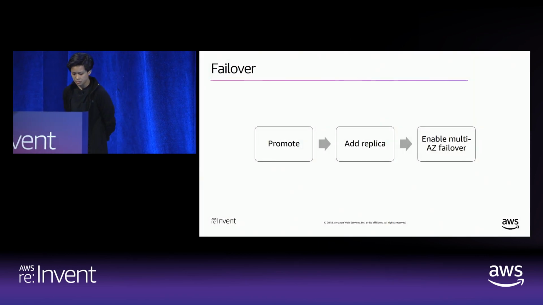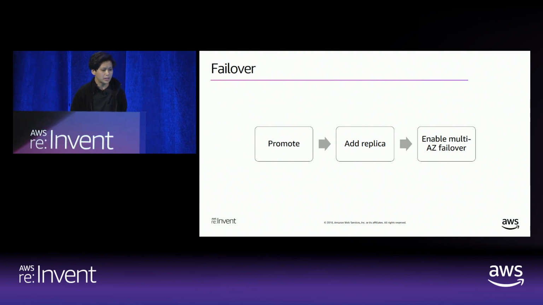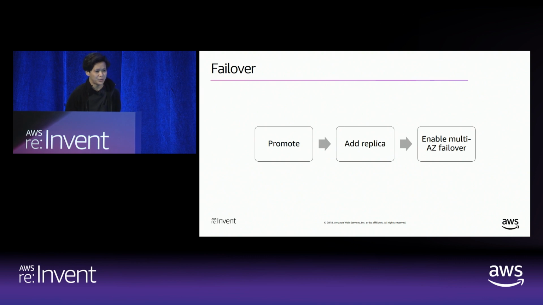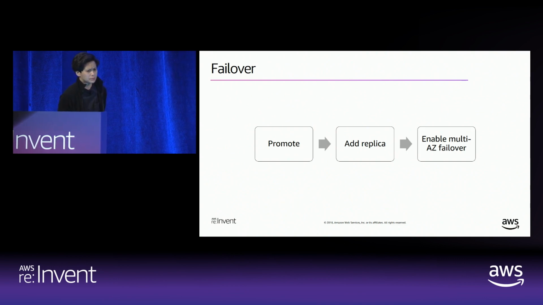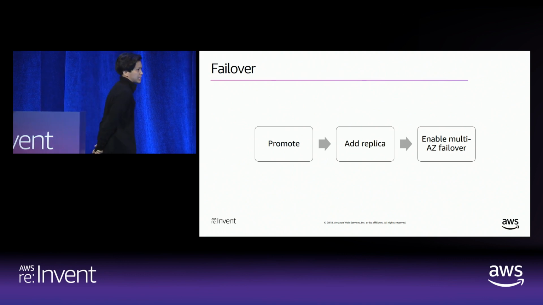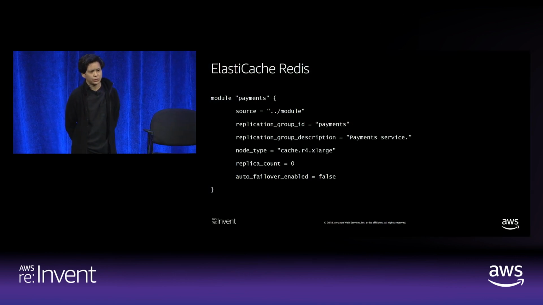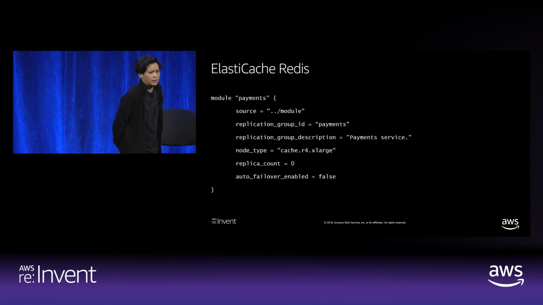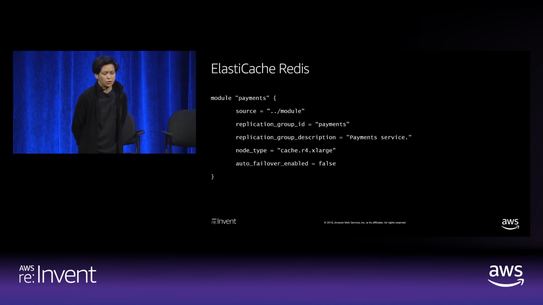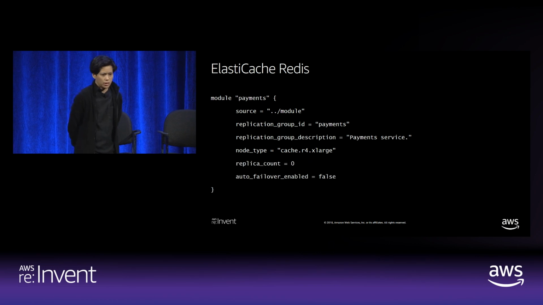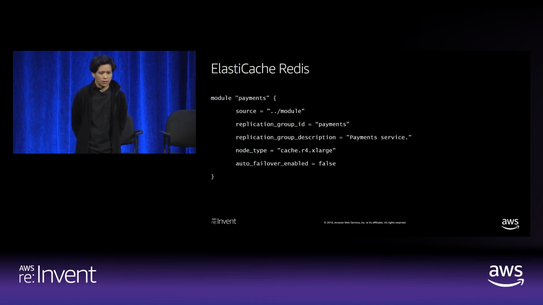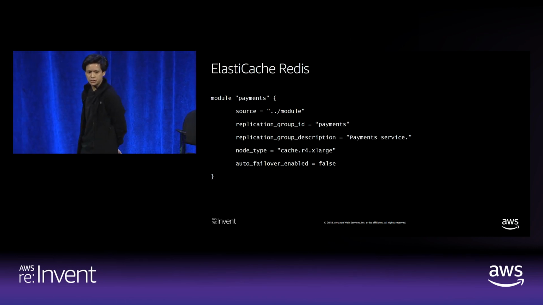So these are the 3 steps to do the failover, right? We promote the ElastiCache Redis replica. We add a replica to it, and we enable the multi-AZ failover. At this point, we get the AWS ElastiCache team involved again, right? So first, I do the promotion, and then this change. Earlier we saw this block of code where we have 0 replicas and we have auto failover disabled. You just make those 2 lines of code changes to enable.